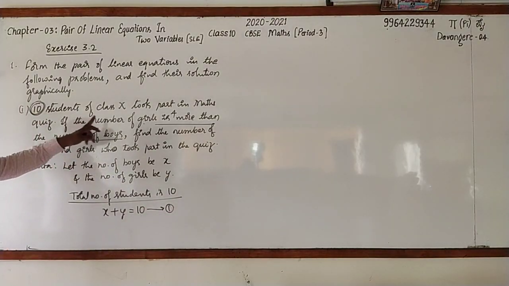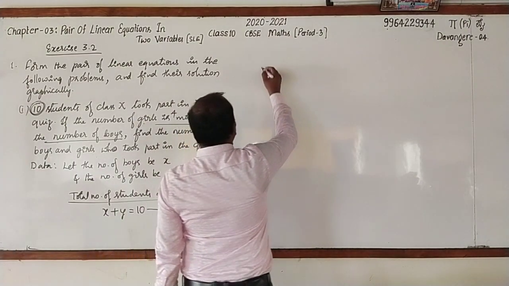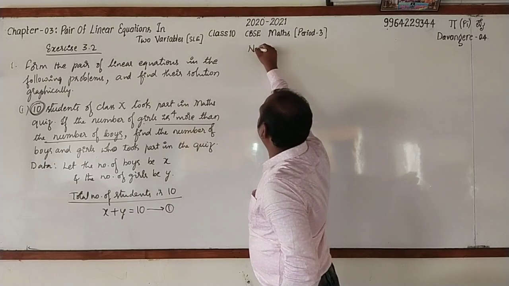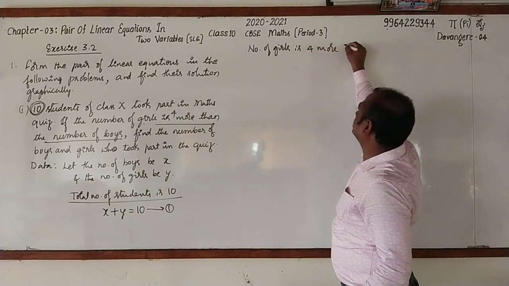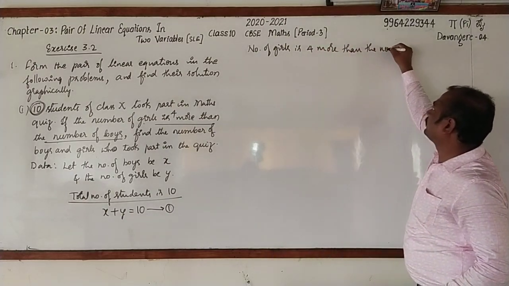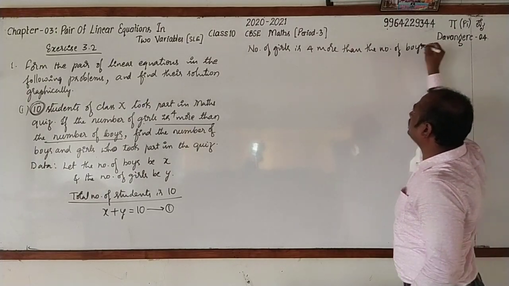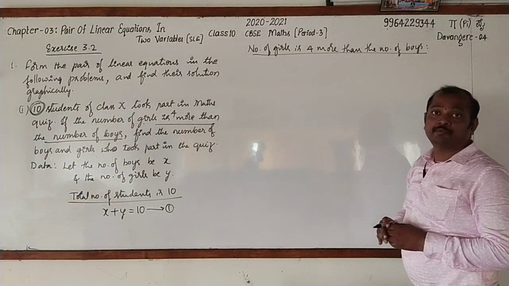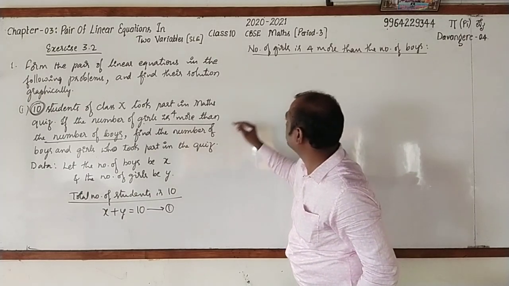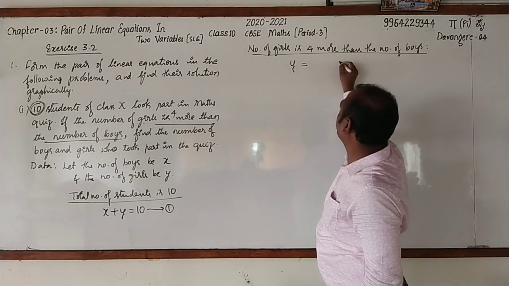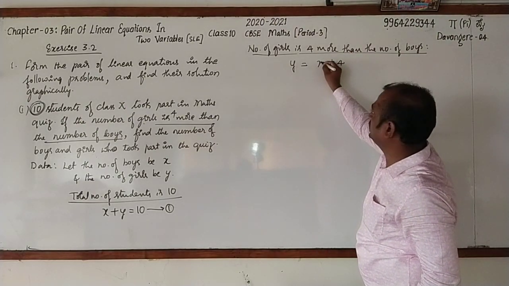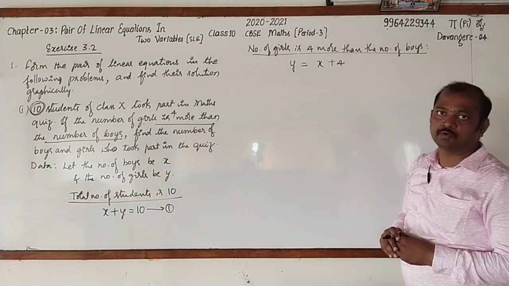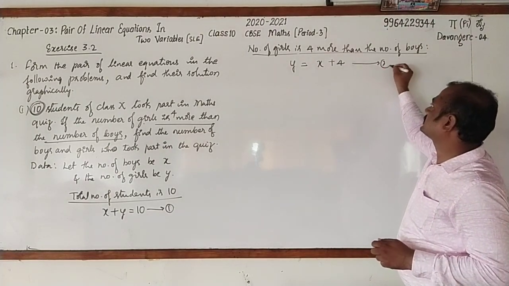Next, another one. If the number of girls is 4 more than the number of boys, here I write number of girls is 4 more than the number of boys. Then how do you go for writing this? Number of girls is taken as y, which is 4 more than the number of boys. Number of boys is x. Y equal to x plus 4. Clear? Yes. Such a simple one.